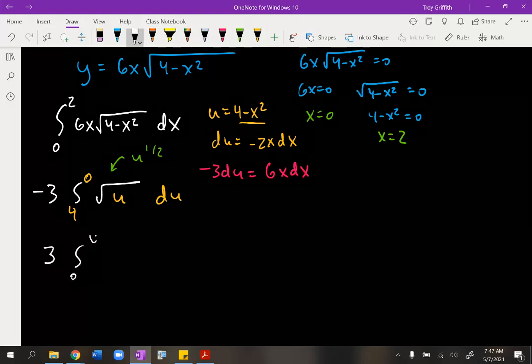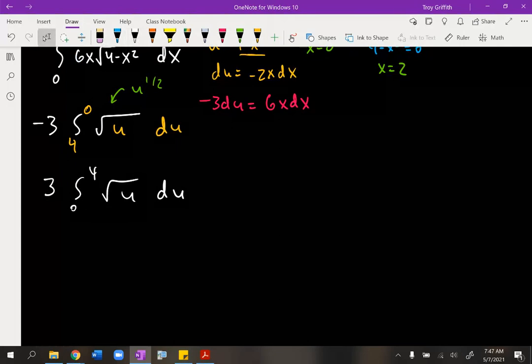So now I'm going to rewrite this in this way, and now I'm going to try it. So now I'll find the antiderivative of u to the 1/2. Add 1 to that power, I'll get u to the 3/2. And divide by 3/2, so this will be a 2/3 out front. There's already a 3 out here, and I would like to evaluate this using the fundamental theorem of calculus at 4 and at 0 and subtract those values.